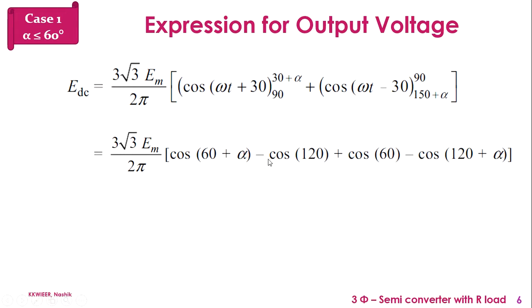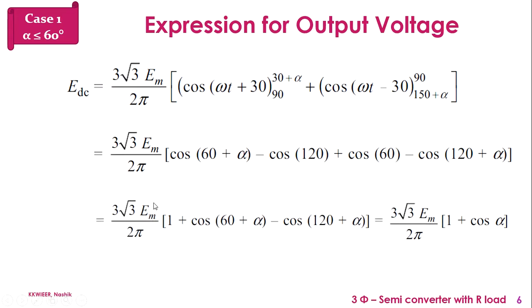Now simplifying the cos 120 and cos 60, where the cos 120 is minus 1 by 2, cos 60 is 1 by 2. So simplifying this, we will get this expression, and here for cos 60 plus alpha as well as cos 120 plus alpha, using the trigonometric equation cos A plus B, which is equal to cos A cos B minus sin A sin B, we will get this equation. So this is the expression for output voltage EDC for case 1, alpha is less than 60 degree.